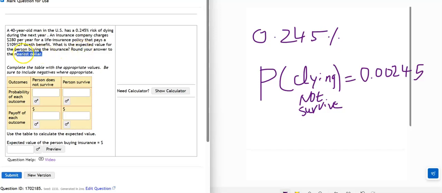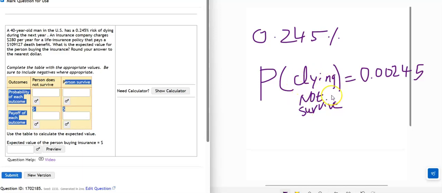So here you're looking for the expected value for the person buying the insurance. Again, to find the expected value, you need the table. That table should have the probability of each outcome and the value of the outcome. Here the value is the payoff, in dollars in this case. Let's see how I fill this table and find the expected value after that. So there are two outcomes: either the person dies, or does not survive, or the person survives.